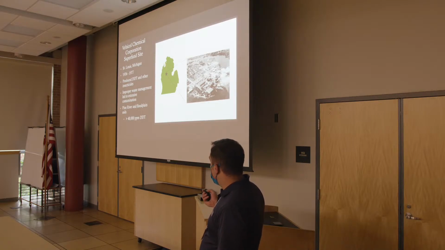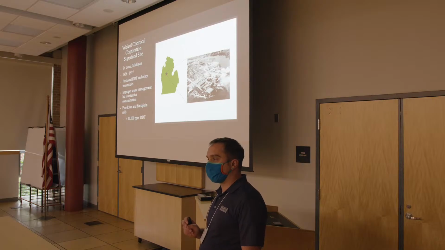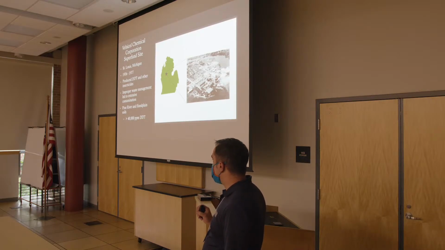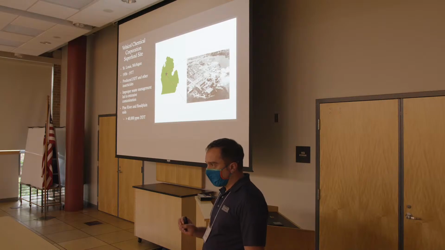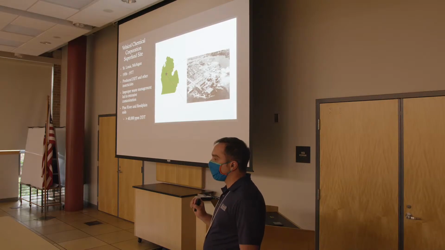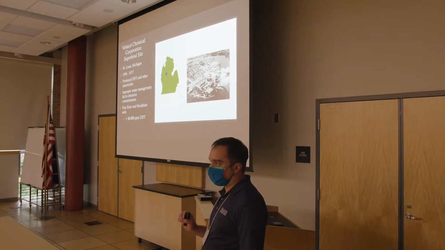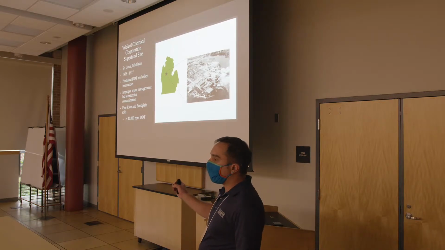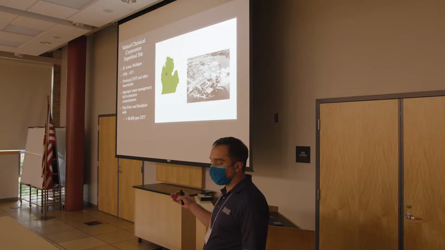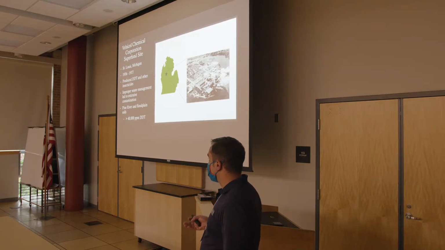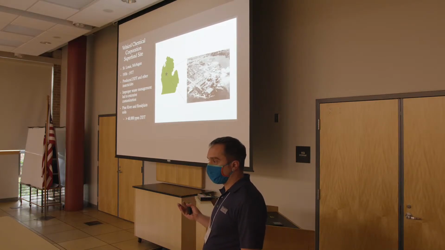DDT within this area, so the Pine River and the floodplains, in some of these sections of this river, reach concentrations over 40,000 parts per million. To put that in perspective, it takes about 6 parts per billion to kill a mosquito larvae. So almost 1,000-fold higher concentrations are detected in the areas surrounding where this plant used to operate.